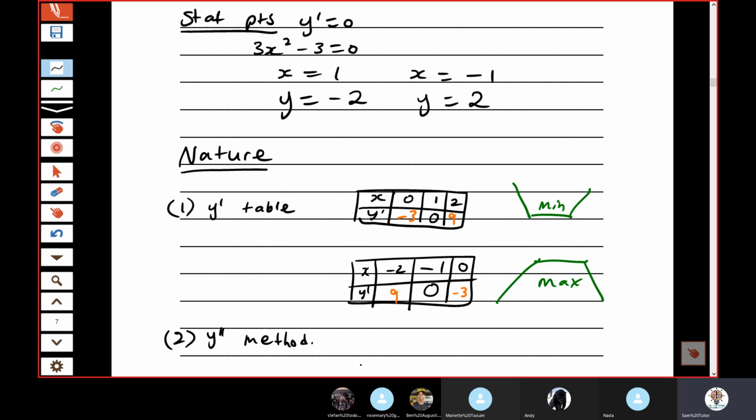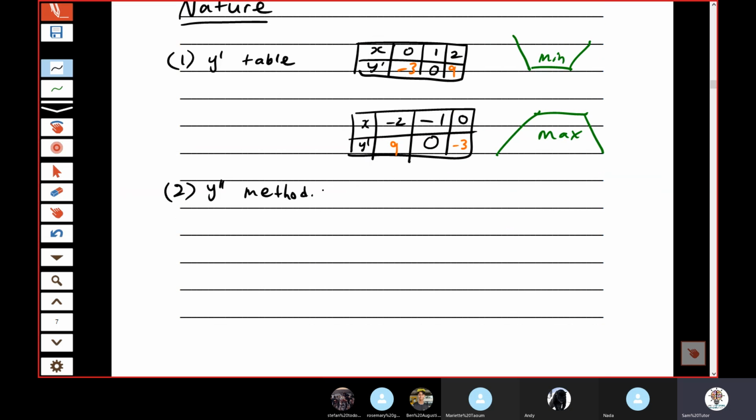I just call it the Y" method. For Y", if we have Y" less than 0, I can straight away say it's a max. That's what's good about it. If Y" is greater than 0, I can straight away say it's a min. It's the opposite of what your head might think. For increasing, you would say Y' is greater than 0, which logically makes sense. For minimum, you would have thought it's less than 0, but it's not like that. It's opposite. So maximum is less than 0, minimum is greater than 0.